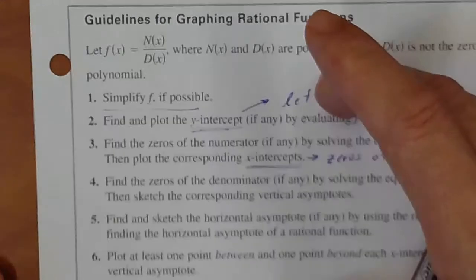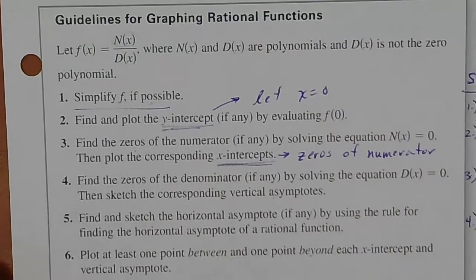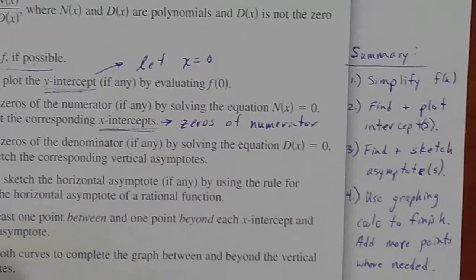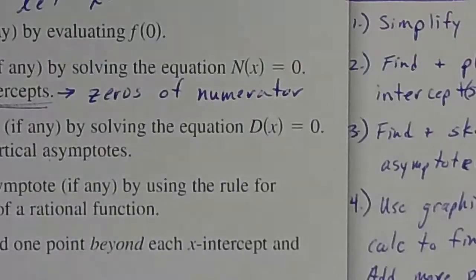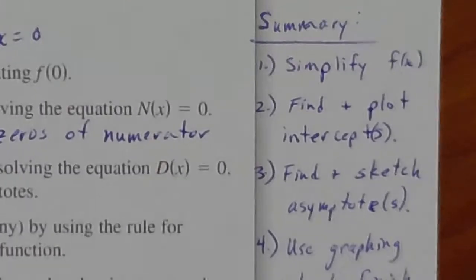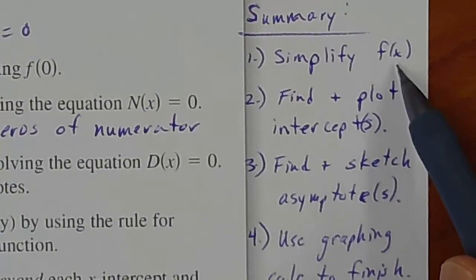Okay, now these 7 steps look like a lot to remember. So that's why I try to summarize it over here for you. I'd like you to write this down, please, as the success criteria for these. All right, so the first step, you need to simplify the function when graphing these rational functions. Simplify f of x.